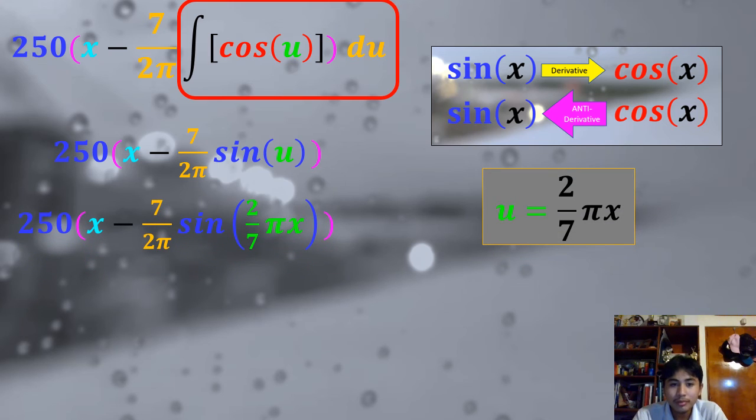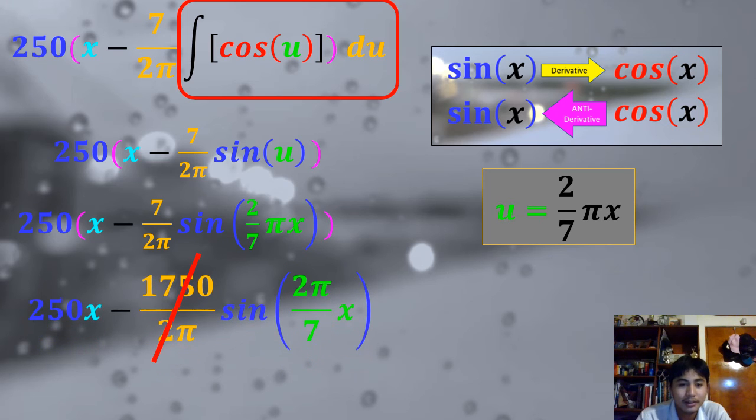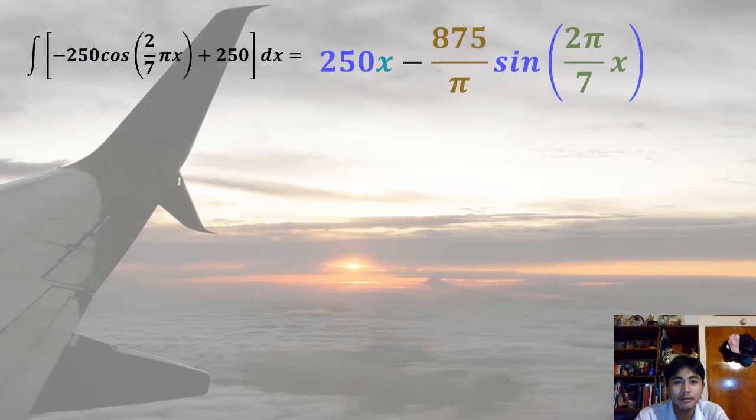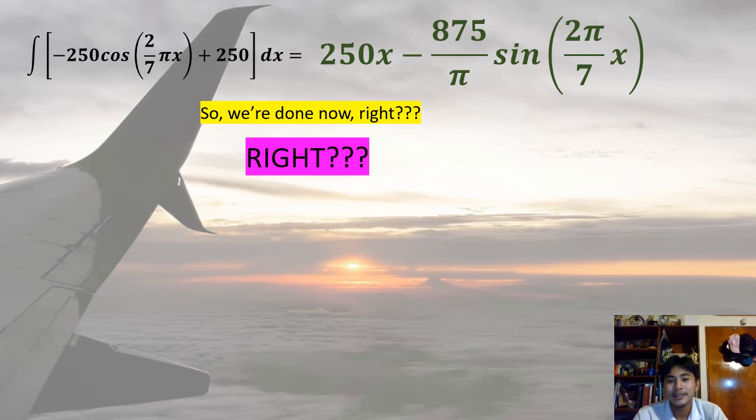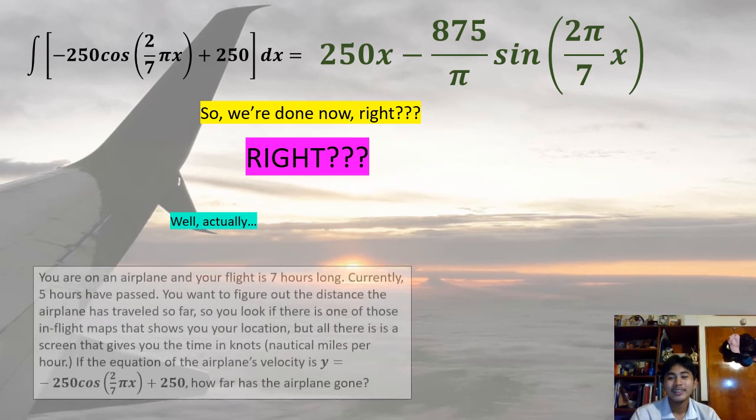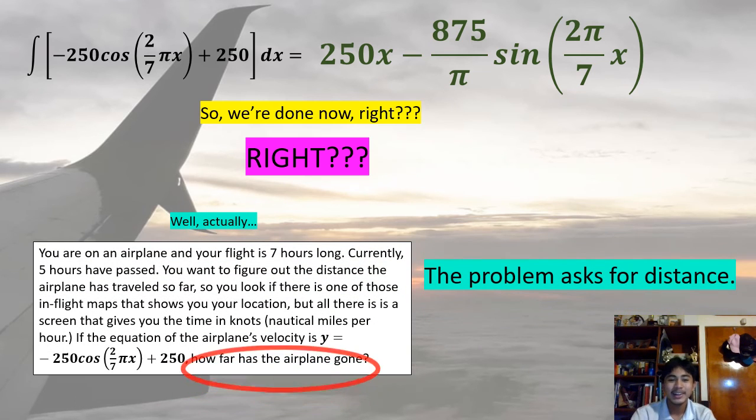And now we just substitute the u in for whatever the angle was before, 2/7 pi x. And we can start canceling things out, use the distributive property to distribute the 2x. And we get our final equation right here: 250x minus 875 over pi sine of 2 pi over 7x. This is kind of a complex answer, right? And so I think we're done, right? Right? We're done? No, we're not done. This is a long problem, sorry.